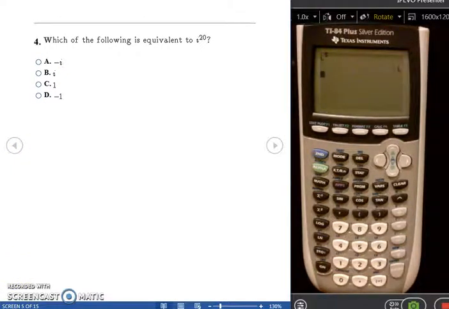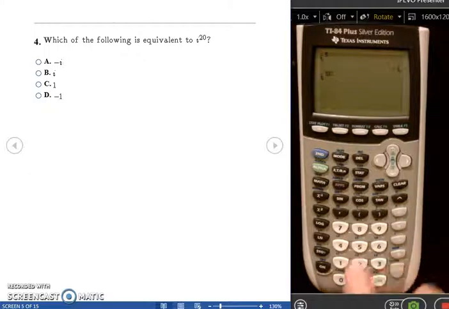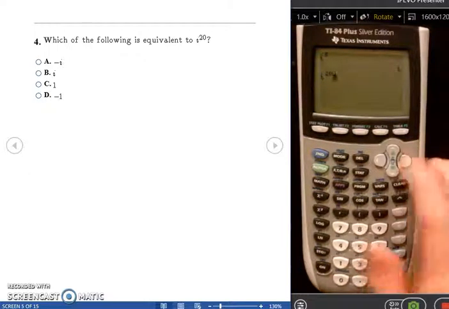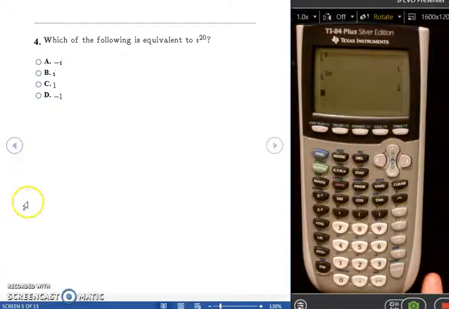At number 4, it's just more of the same type of problem. I press second i, then I use the up arrow or caret button, and I type 20, and that's all as an exponent. I can see it's tiny. I right arrow out and press enter, and that reduces down to 1, so that means C is going to be my final answer.